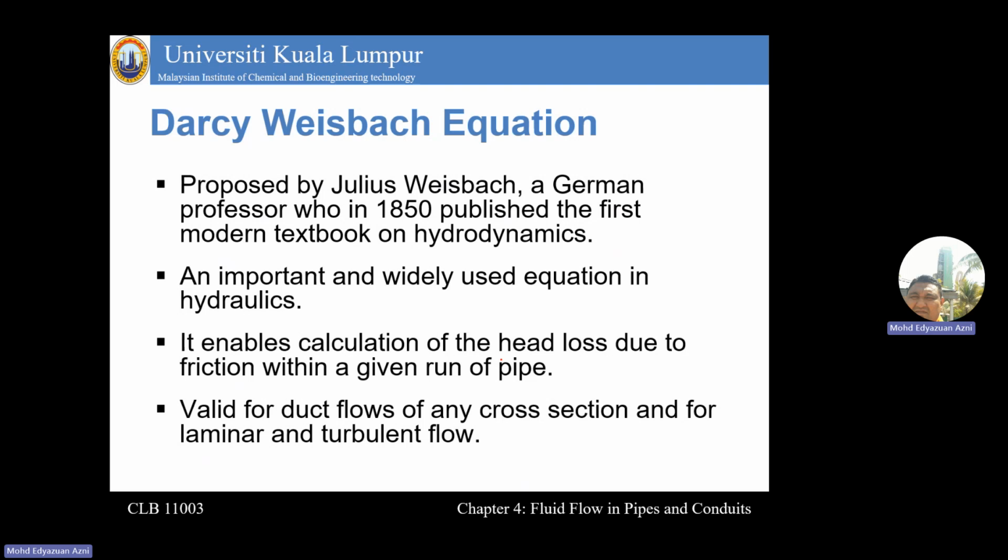It was proposed by Julius Weisbach in 1850, which was published in his hydrodynamic textbook. It is very important and widely used in hydraulics. It enables calculation of head loss due to the friction within a given run of pipe, and it is valid for duct flow of any cross section and for laminar and turbulent flow. So we can use this formula for laminar or turbulent.